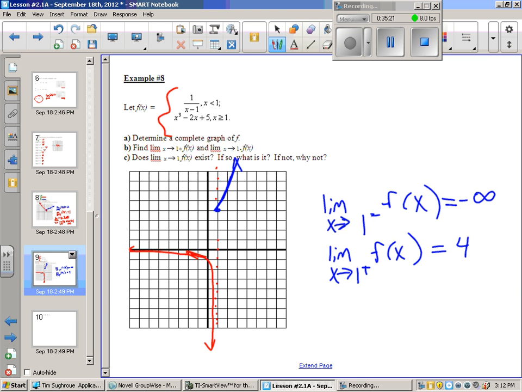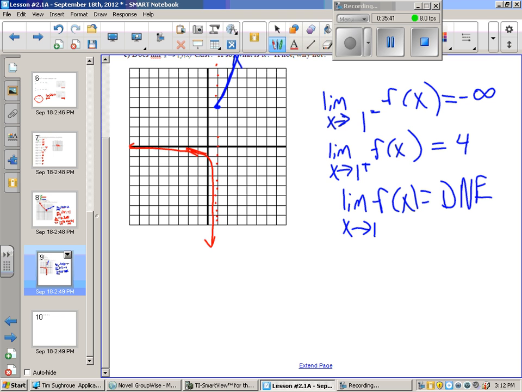So, do we have a limit? No. The limit as x approaches 1 of this function does not exist. And again, we can say, since the limit as x approaches 1 from the right of f(x) does not equal the limit as x approaches 1 from the left of f(x). That's how you would say it.